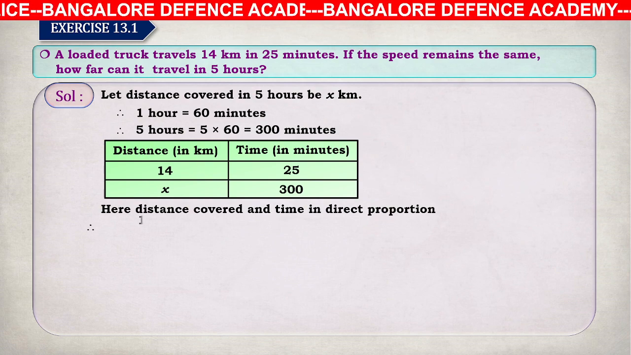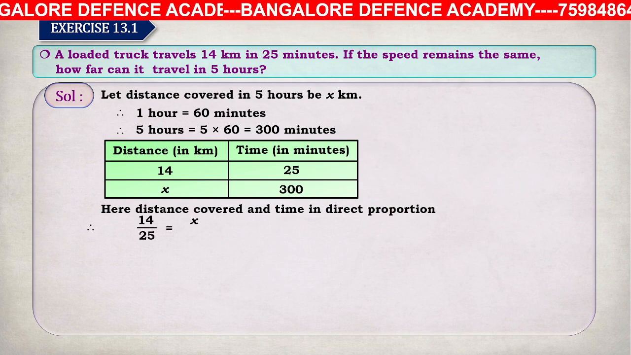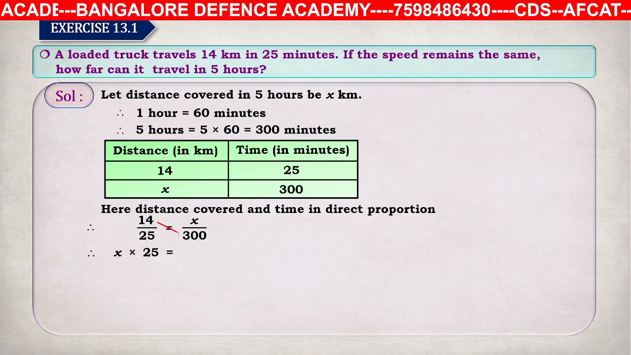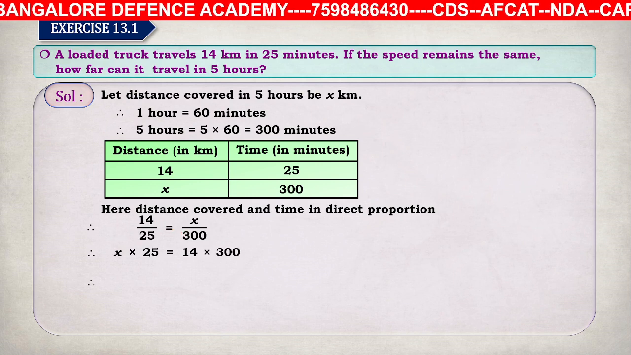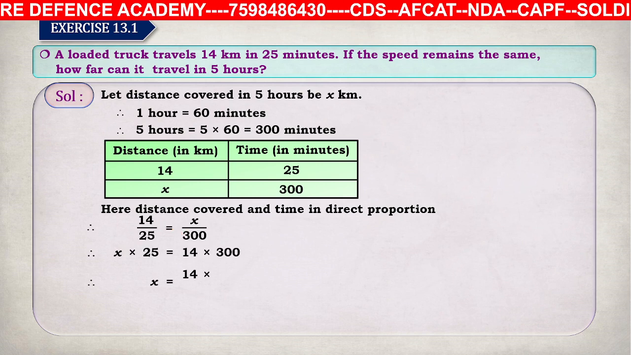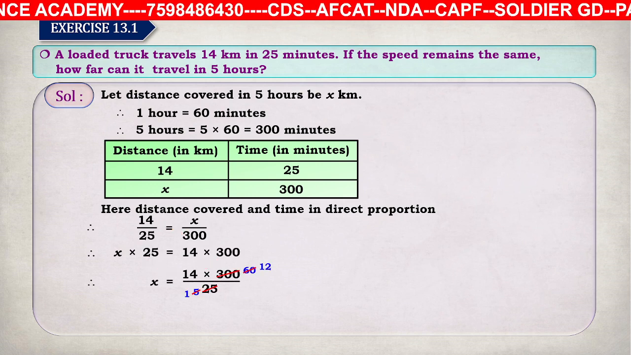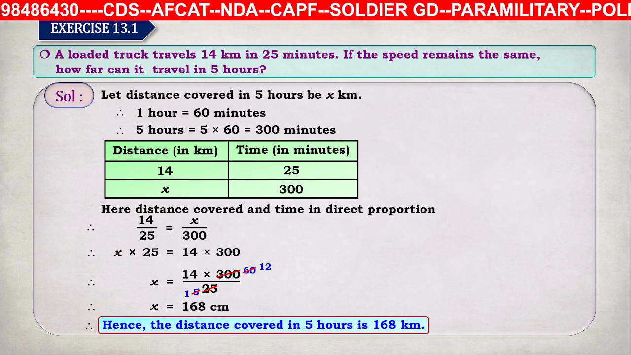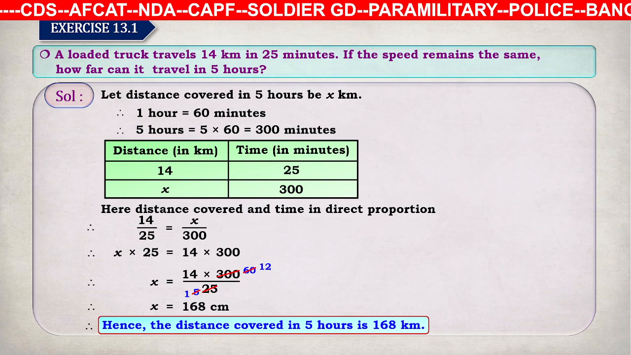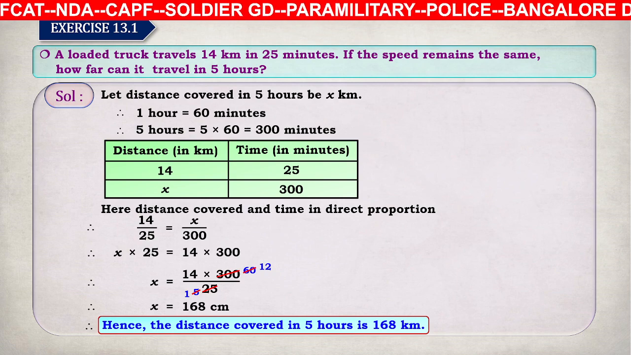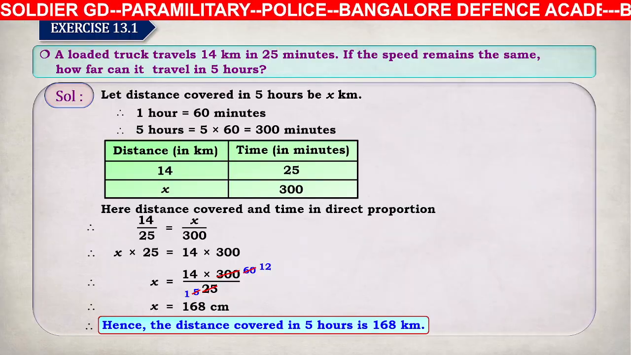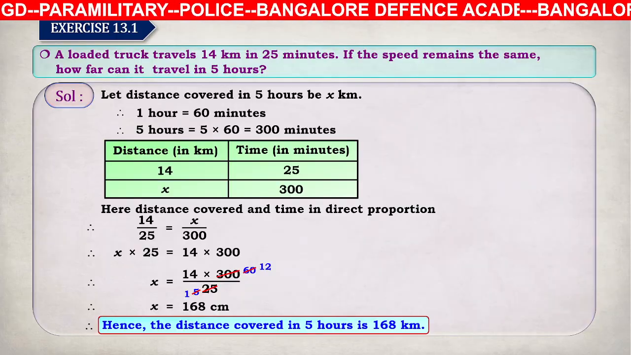So now I have to take the ratio, that is 14 by 25 is equal to x by 300. So when you cross multiply here, x into 25 is equal to 14 into 300. Okay, so when I solve this, you get the answer as x is equal to 168 kilometer. So the distance traveled by the truck will be 168 kilometer in 5 hours. Okay, fine. So I hope you understood what was going on here till now, direct proportion kind of question.